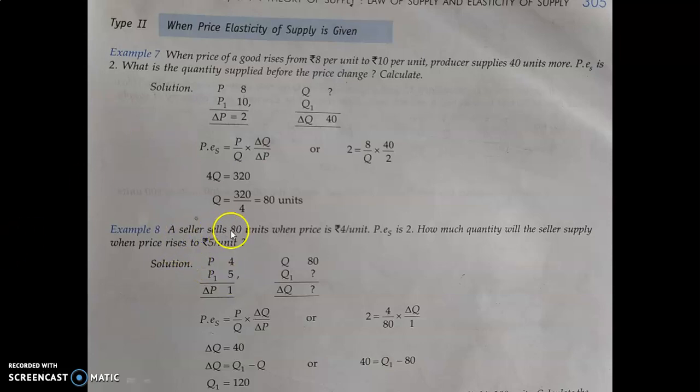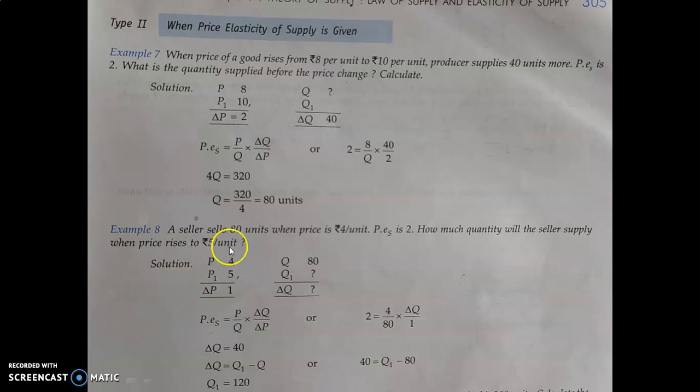Second one: a seller sells 80 units when the price is rupees 4 per unit. 80 is the old quantity, that is Q, and 4 is the P, that is the old price or initial price. Price elasticity of supply is 2. So price elasticity is already given. Then how much quantity will the seller supply when the price rises to 5? So we have to calculate Q1, that is the new quantity.